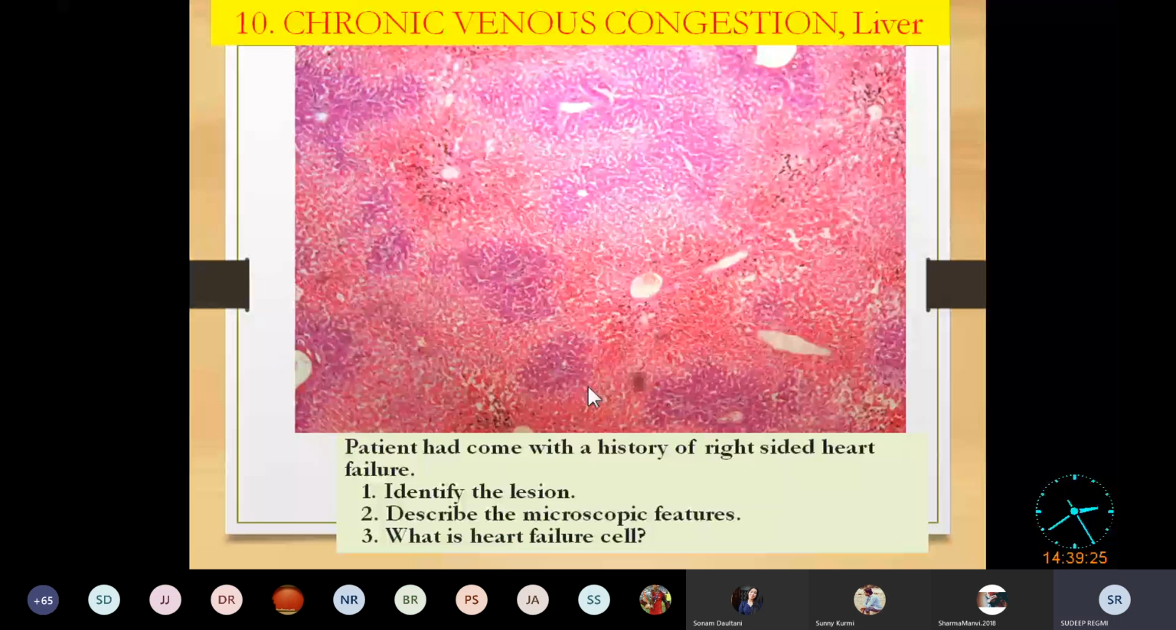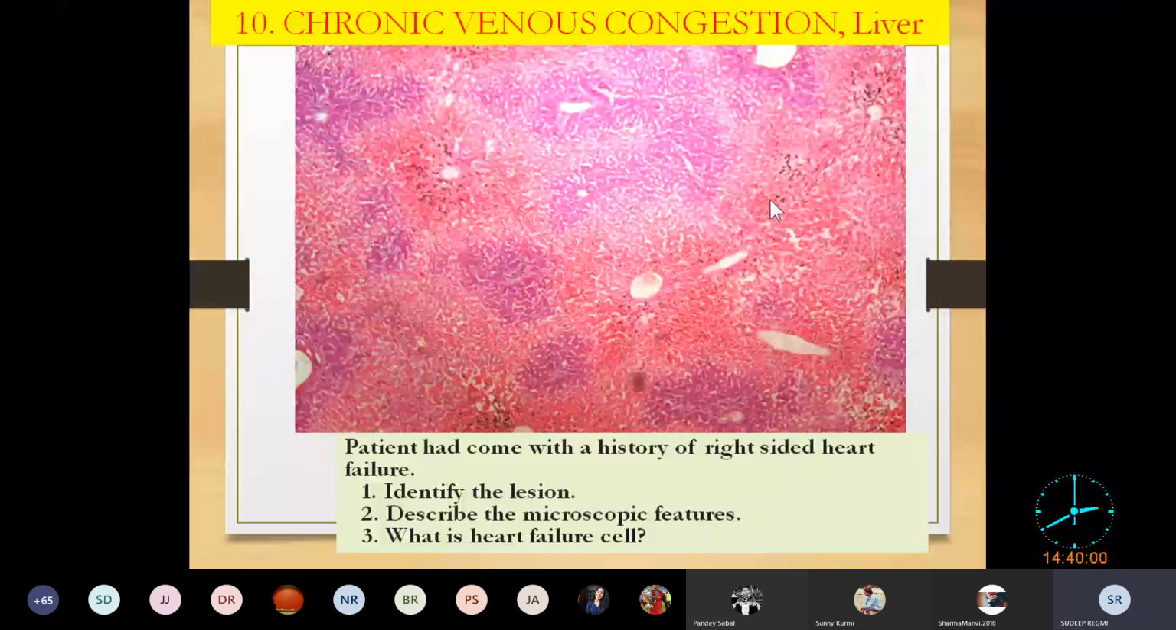Okay. Can someone describe this? This is a section of liver. And the section shows dilated central veins. Very good. The hepatocytes near the central veins show necrosis. Okay, very good. Near the central veins, if you see here, there is necrosis, and some viable areas are also seen. And some hemorrhage is also seen.